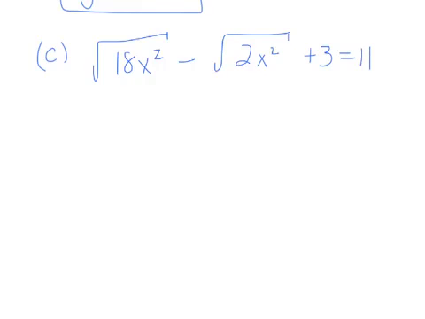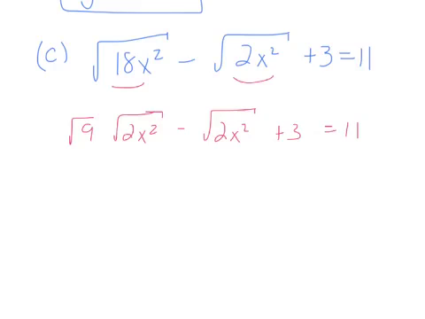Now part C says the following: the square root of 18x squared minus the square root of 2x squared plus 3 equals 11. And what you'll notice here is that we have different radicands, but what we can do is think of 18, and 18 is really 9 times 2. So we want to get this radicand to look like this one. So I can break this into root 9 times root 2x squared, and now I've got the 2x squared in both spots, which is really convenient.